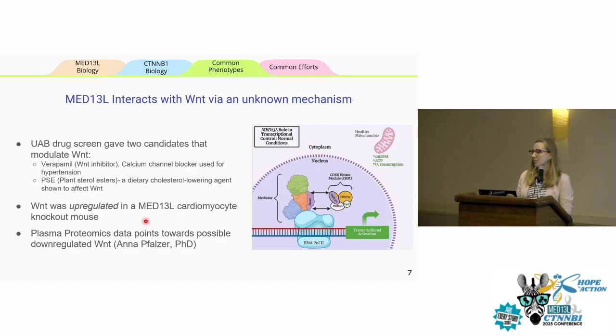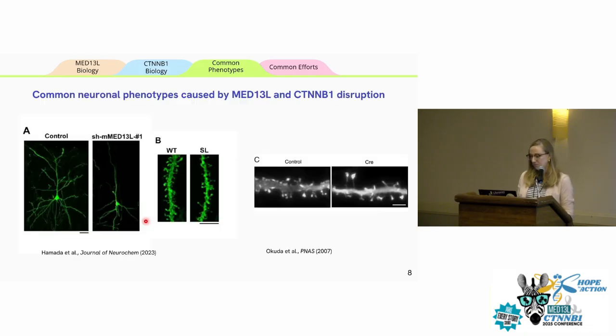And then what Dr. Anna Felser will give in a minute is that there's some plasma proteomics data from patient plasma that points towards possible downregulated Wnt signaling. So we have some mixed signals here, but there might be some potential for common underlying molecular mechanisms. There are also a lot of common neuronal phenotypes that are seen in models of MED13L and CTNNB1.